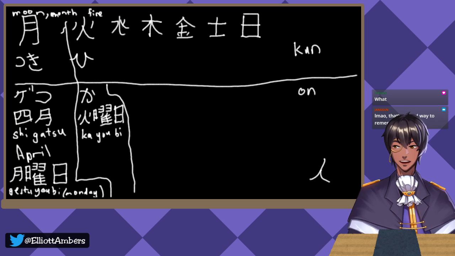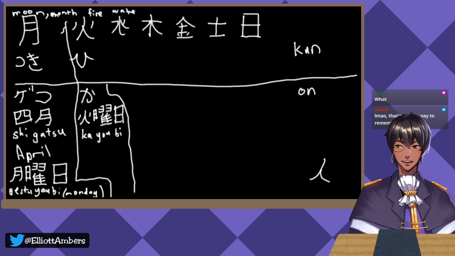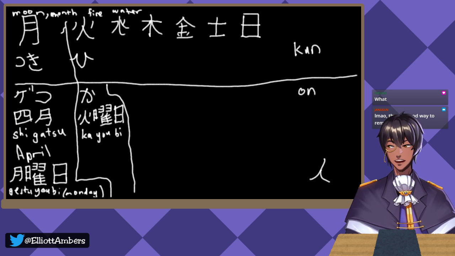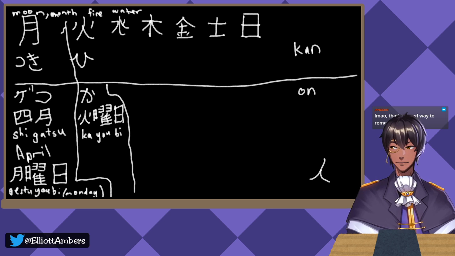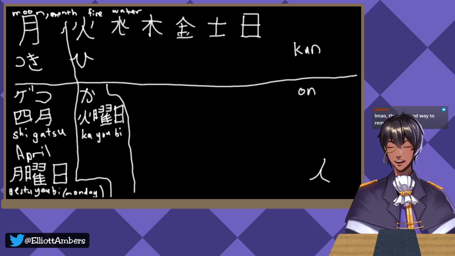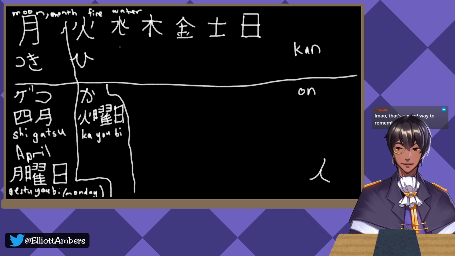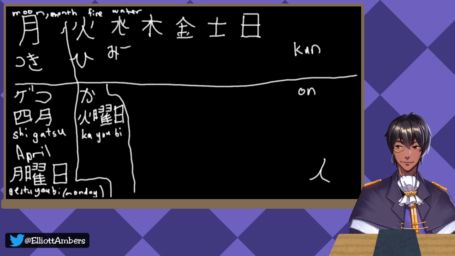Getsuyobi, Kayobi. This is water. I always think it's funny, you think about how the weekdays are listed here, like Moon Day, Fire Day, Water Day. The kunyomi reading for this is mizu.